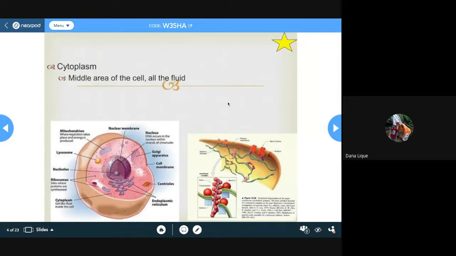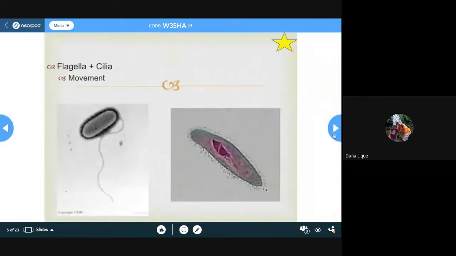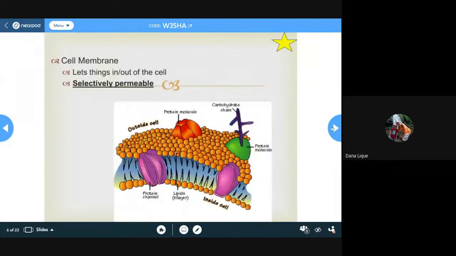Okay, cytoplasm, again, it's in all cells. It's just the middle area of the cell. It's just the fluid of the cell where everything kind of sits. Okay, flagella and cilia, these are for movement. So flagella is like a long tail that some cells could have. Cilia would be the tiny little hairs on the outside, and they kind of move them around. Pretty simple.